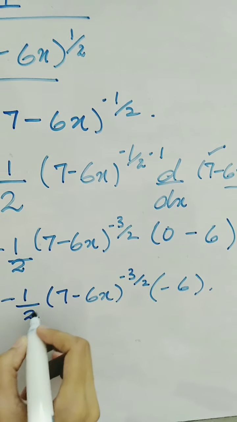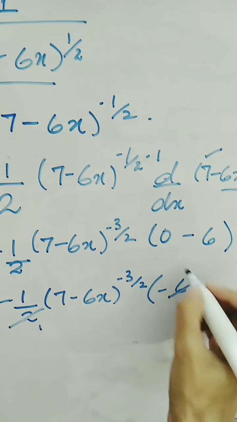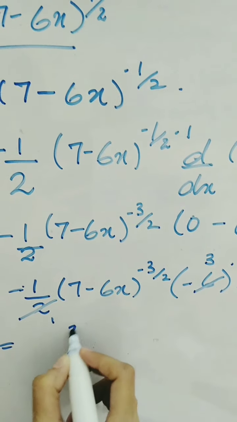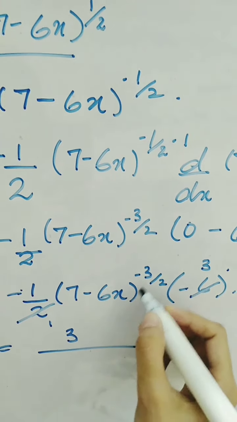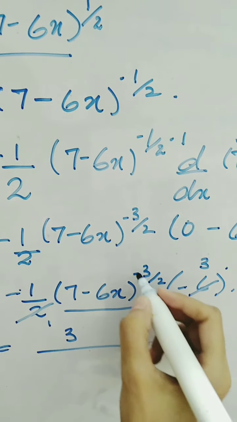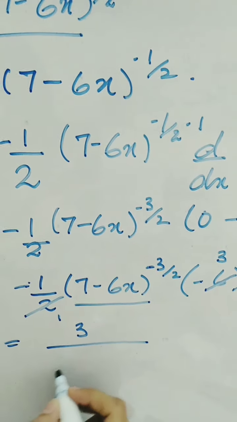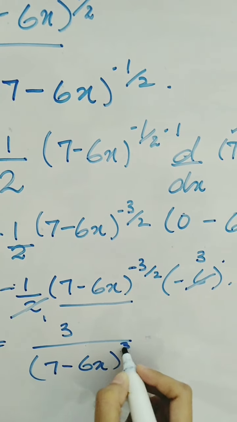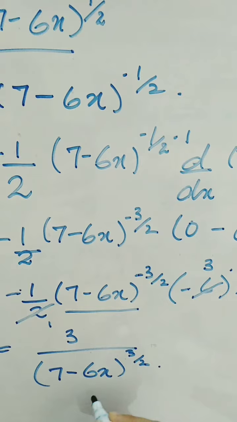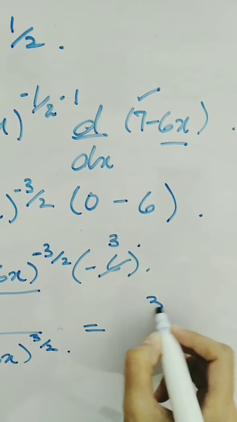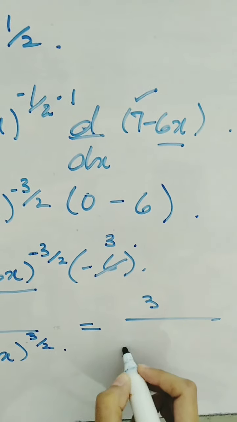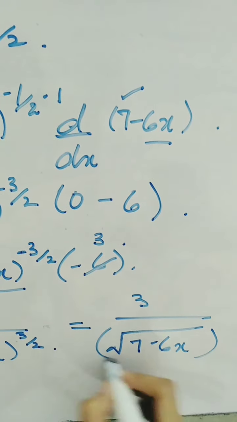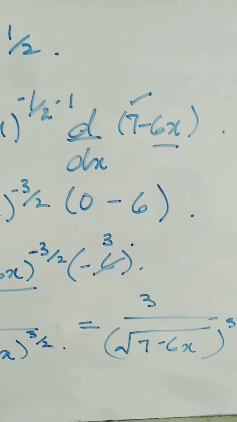Now this 2 gets cancelled out with this 6, and minus becomes positive, so we have 3 here, and we take this expression into the denominator, so the power becomes positive. We have (7 minus 6x) to the power 3 over 2, which can be written as 3 over the root of (7 minus 6x) to the power 3.